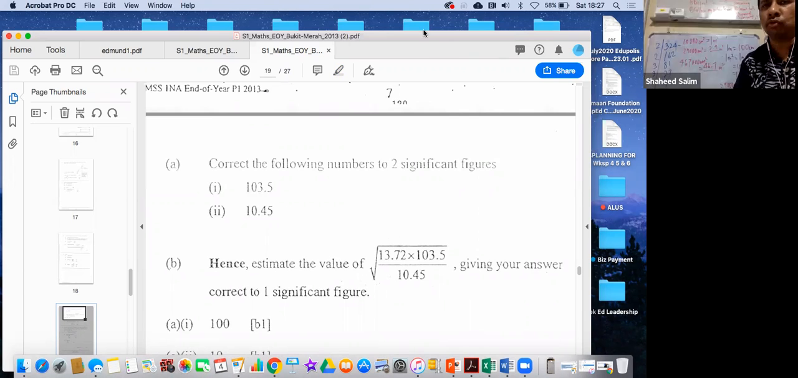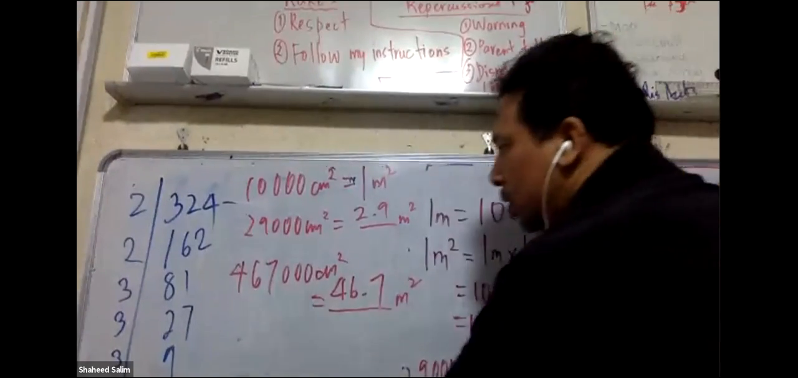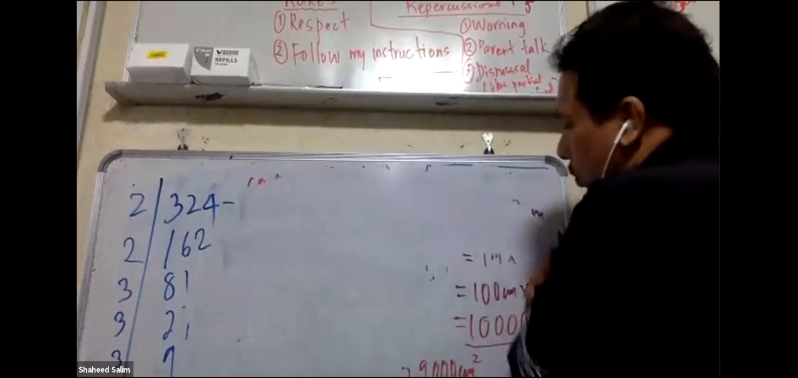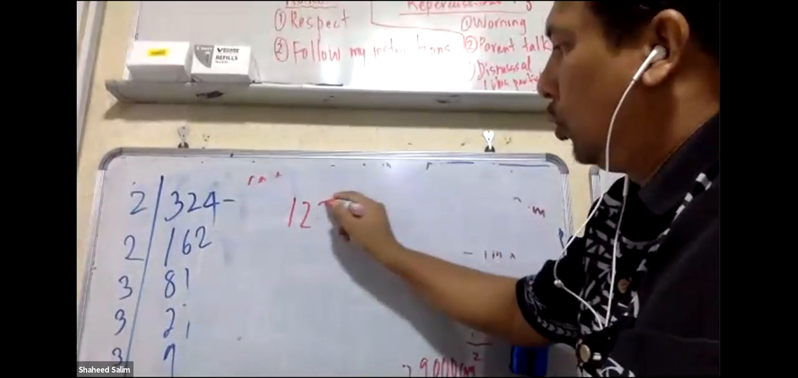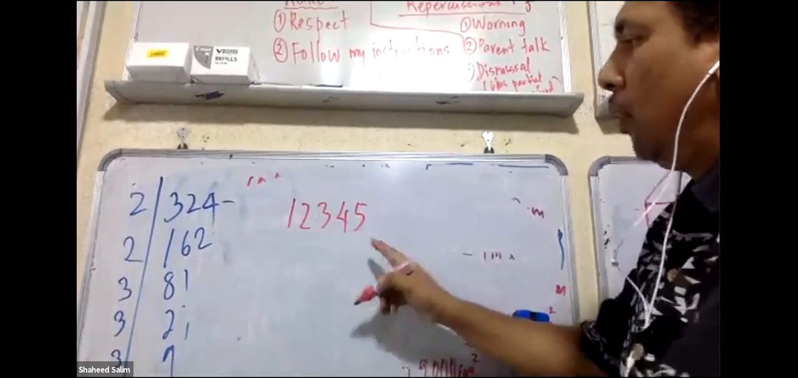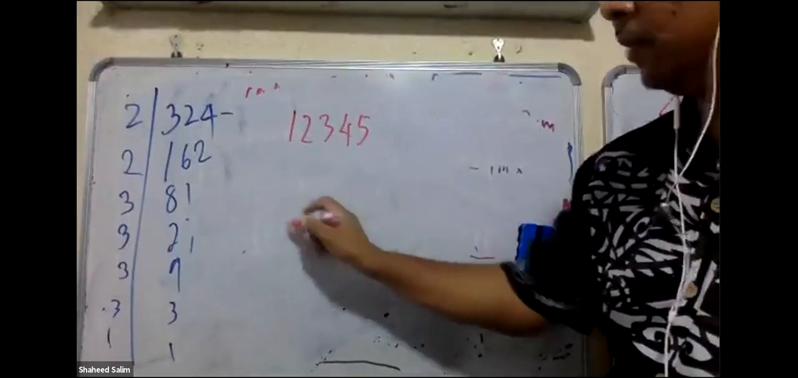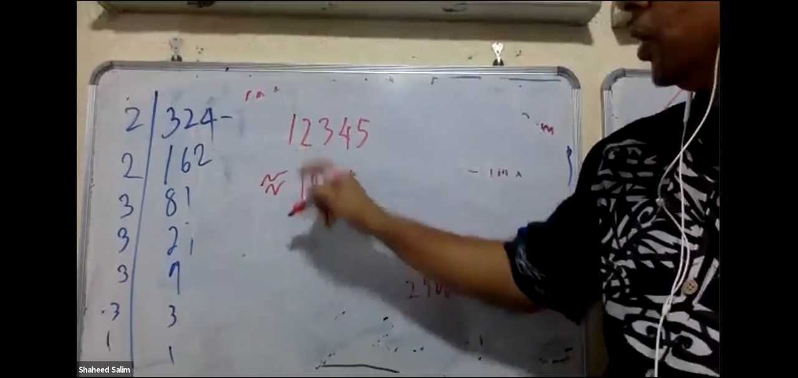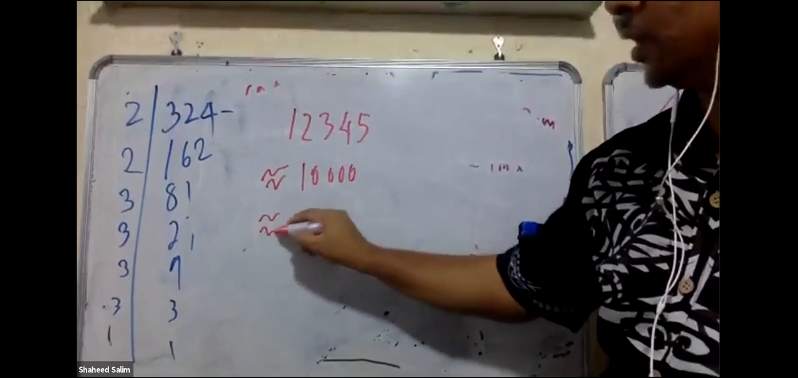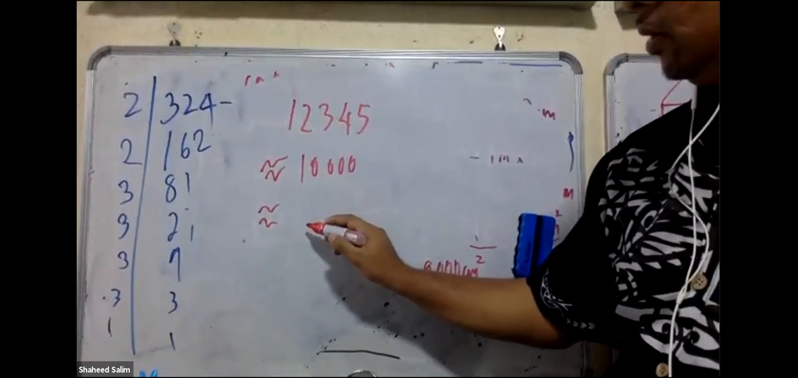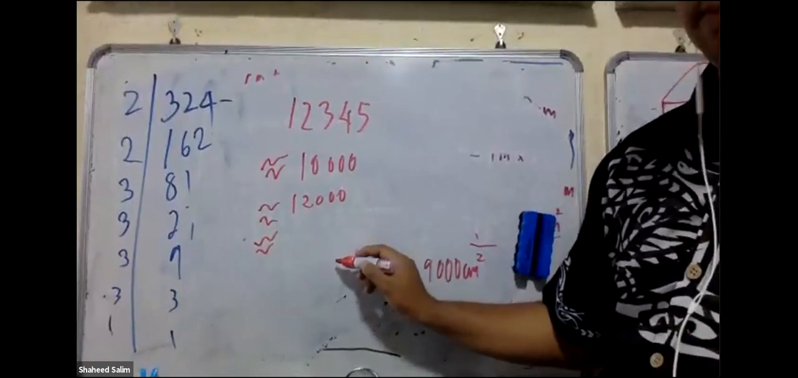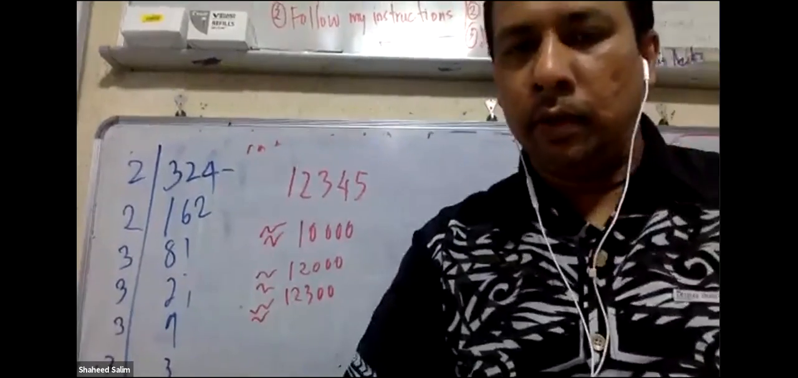So now you try. You try down here. I want you to do 1, 2, 3, 4, 5. I want one significant figure. How to do this one? You just tell me the number. One significant figure. 10,000. Correct. So if I want two significant figures, what's the answer? 12,000. Three significant figures, 12,300. Okay, so you know how to do. All right, we go back to the question now.